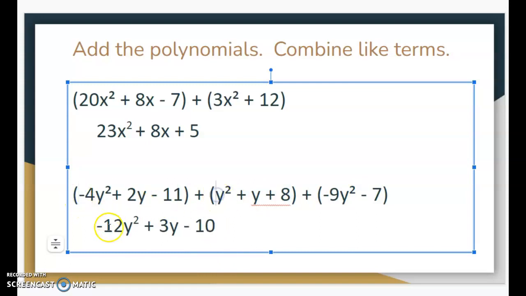Negative 4 plus 1 is negative 3, minus 9 is a negative 12y squared, 2y plus 1y is a 3y, and a negative 11 plus 8 is a negative 3, minus your 7 is your minus 10.